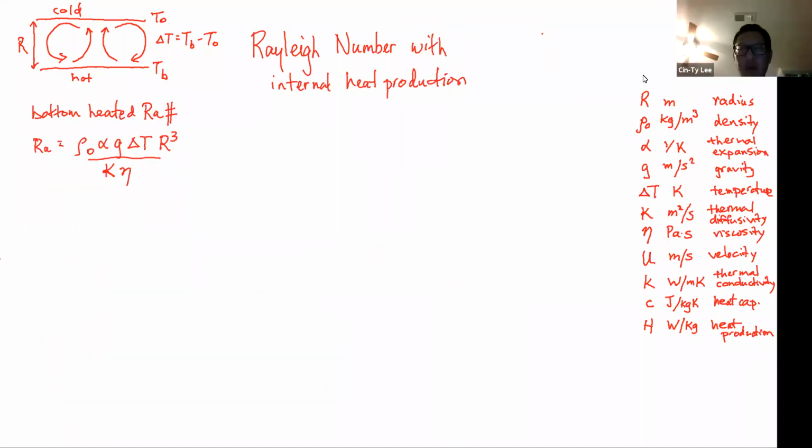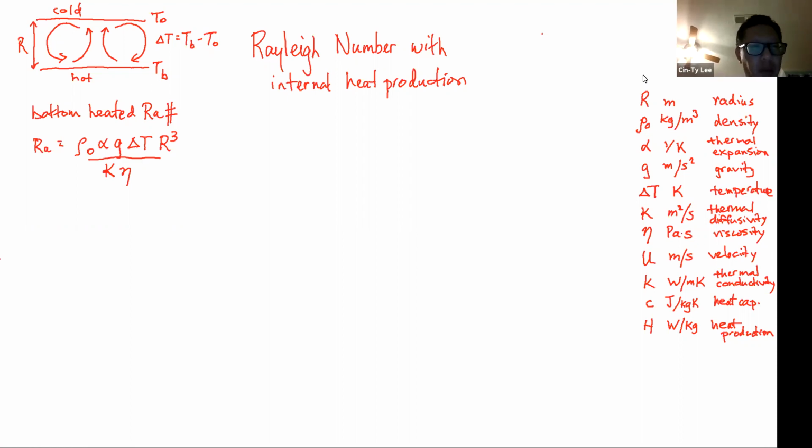So I want to continue on with the Rayleigh number. In the previous lecture, we derived the Rayleigh number for a bottom heated system. That would be like the Earth's mantle. At the very bottom is very hot and the top is very cold.